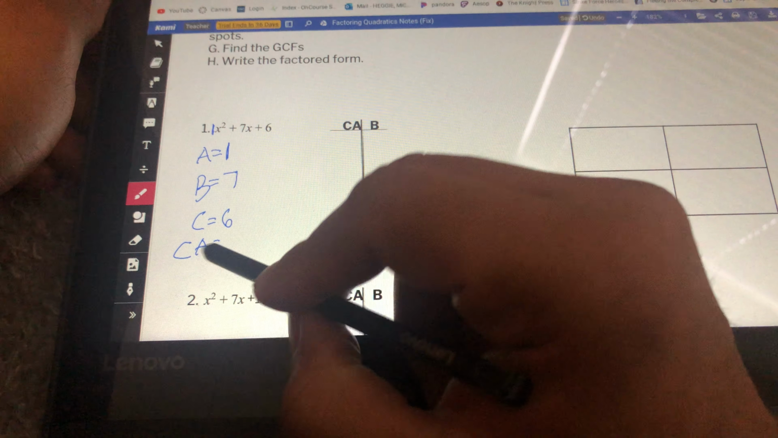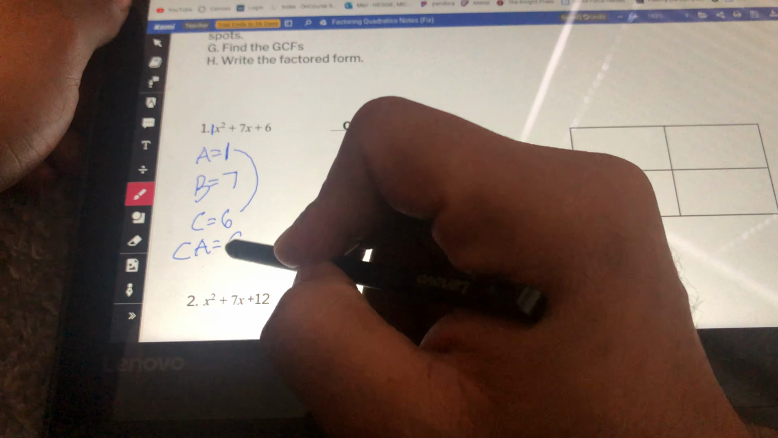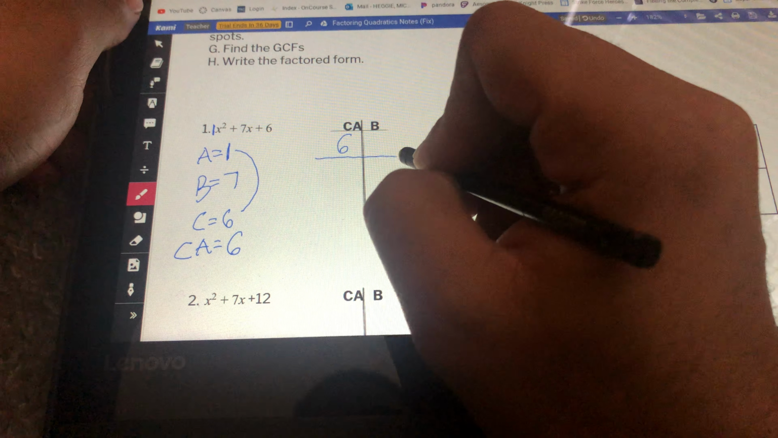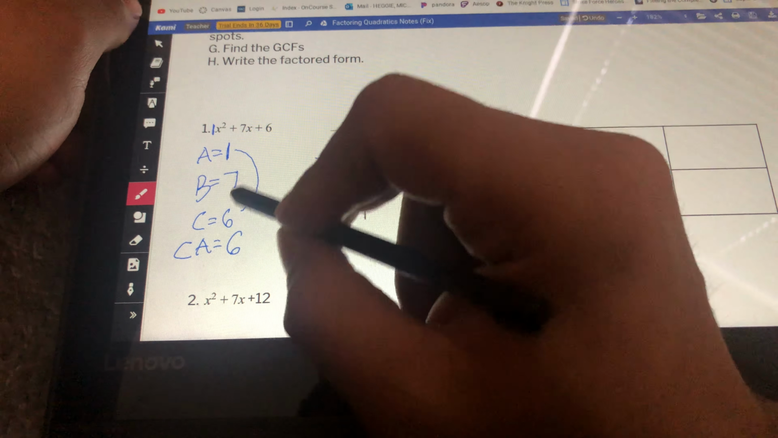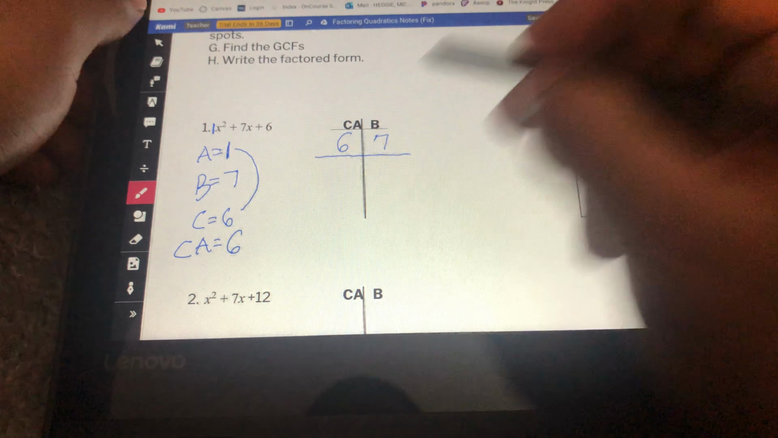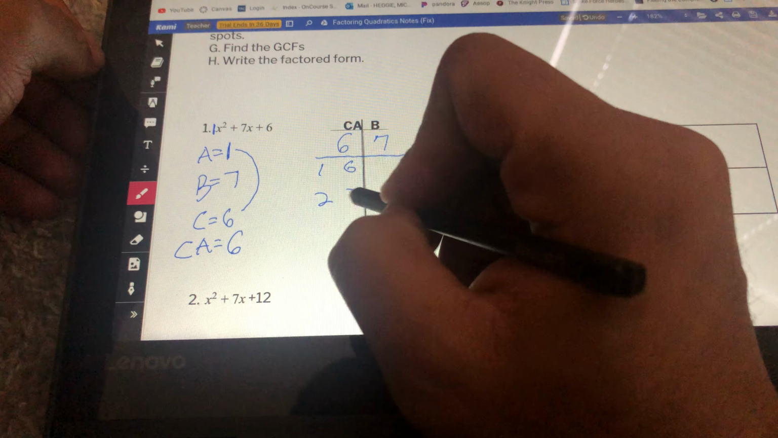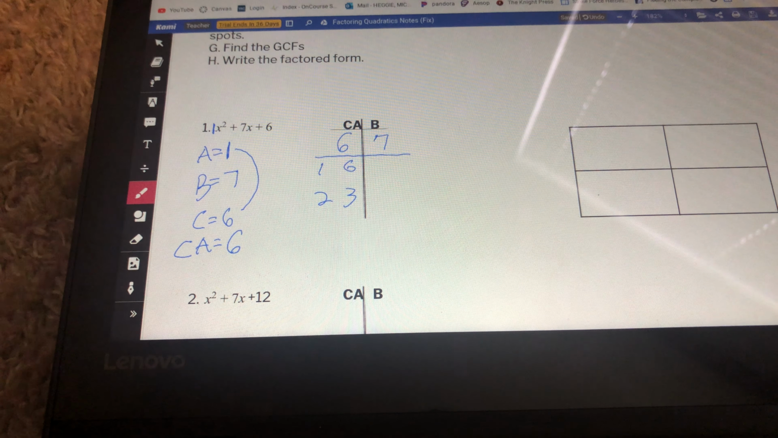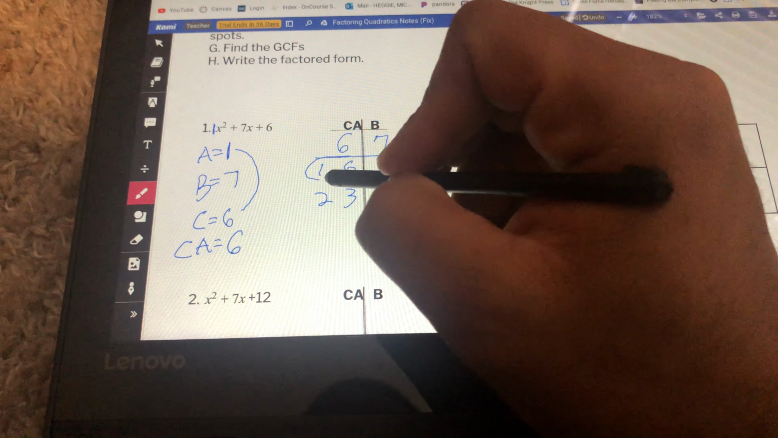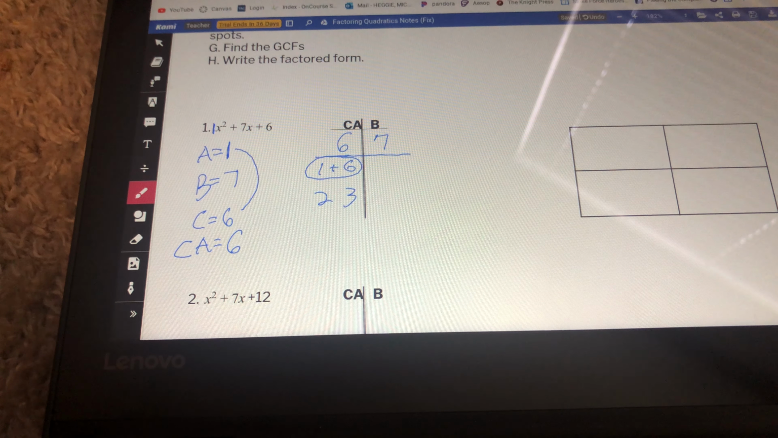So what I need to do now is multiply A times C. If I do 1 times 6, my C times A is 6. So I'm going to put that there. I need to list the factors of 6 that are going to add up to be B. My B is 7, so they need to add up to equal 7. So now I'm going to list my factors of 6. I know 1 and 6 are factors, and I know 2 and 3 are factors. Which one of those factors are going to add up to equal 7? Well, 6 plus 1 is going to equal 7. So those are the factors.